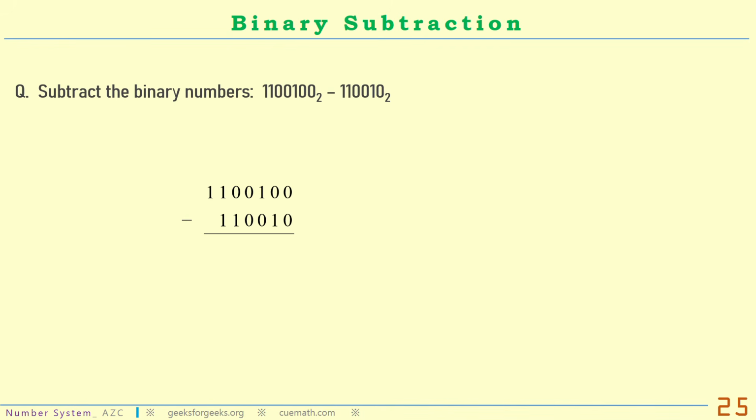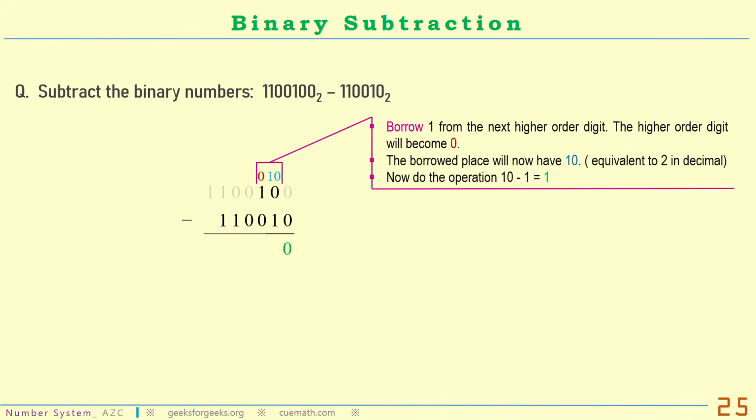0 minus 0 is 0. Now, 0 minus 1 is not possible, so to subtract this 0, borrow 1 from the next higher order digit. The higher order digit will become 0. The borrowed place will now have 10. So, this is case 2, binary subtraction with borrowing. Now the 0 after borrowing becomes 10. So 10 minus 1 is 1.